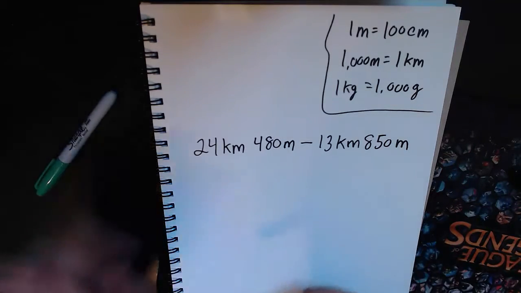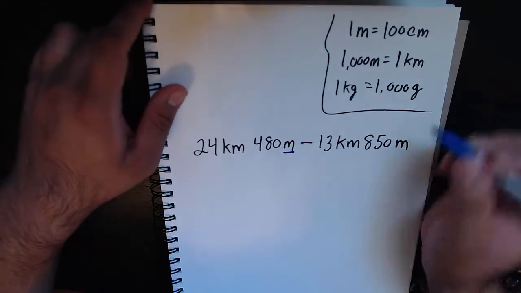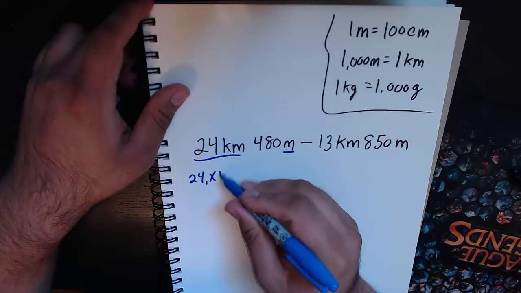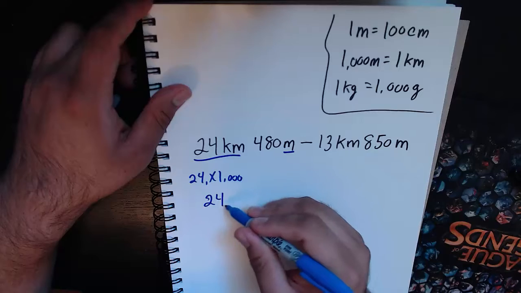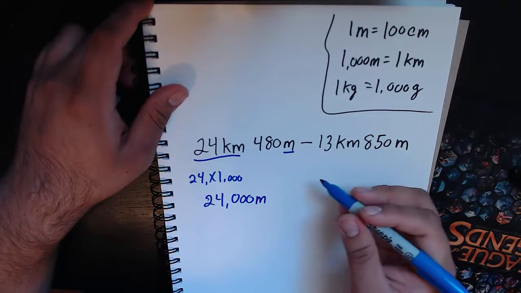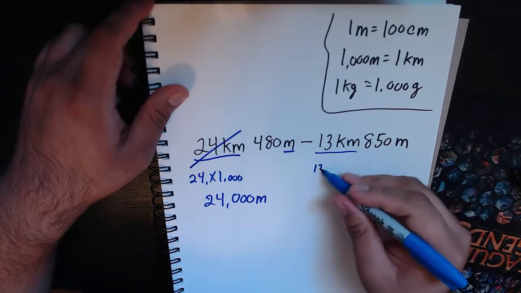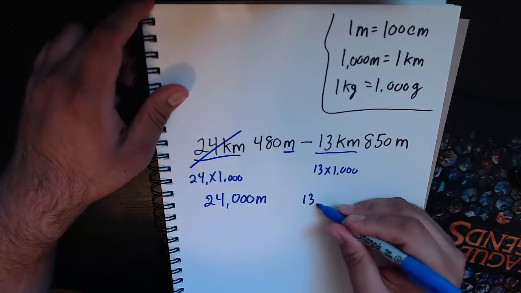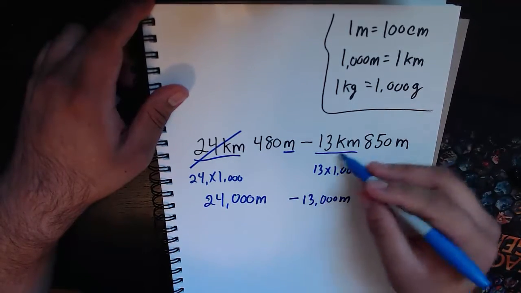Now, my first step is to convert my kilometers into meters, because meters is my smallest unit in this case. So 24 kilometers would be 24 times 1,000 to give me 24,000 meters. Say for my 13 kilometers, I have 13 times 1,000, which will give me 13,000 meters. Don't forget my subtraction sign to separate the two.